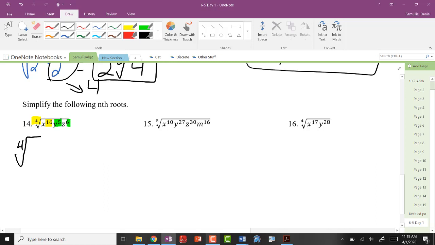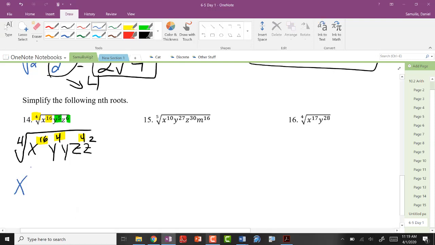Again, I'm going to leave that x to the 16th for a moment. So I have x to the 16th. But how do I need to break apart y to the 5th? I need to break it apart into y to the 4th times y, and z to the 4th times z squared. So what's divisible by 4? The 16, the 4, and the z to the 4th. So those we'll be able to take the root of. So I'm going to have x to the 4th, y, z, and what stayed in? This y and this z squared. So when I rewrite that, that gives me the 4th root of y z squared.